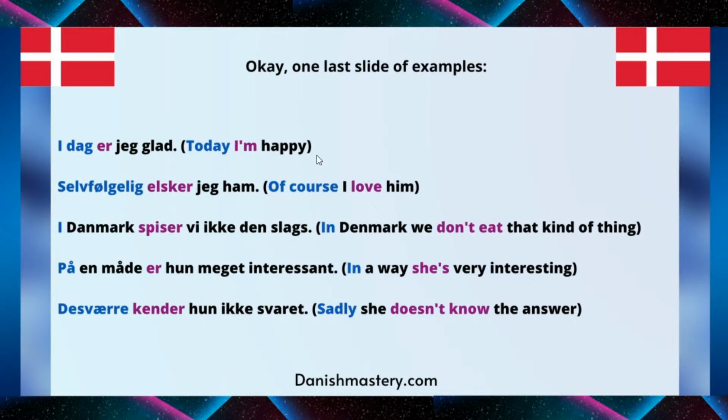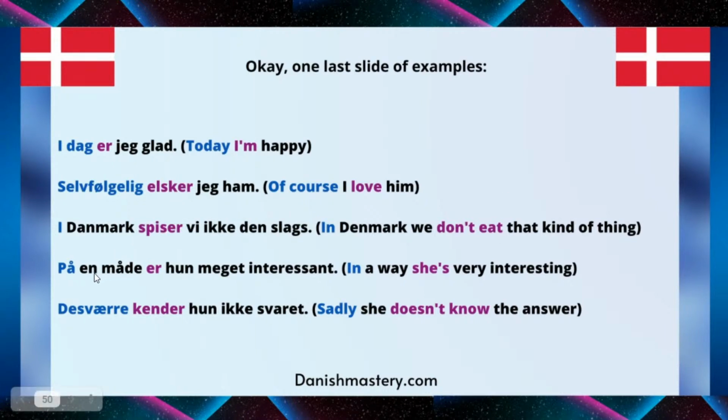Right? Now, you already know the rules. I already told you. So let's just see how it is put together. I dag er jeg. Today I am. Right? Inversion. Selvfølgelig elsker. That is inversion. Selvfølgelig is an adverb. Selvfølgelig elsker jeg ham. I Danmark spiser. Right? Same thing. We got the verb here. And eat. Right? Spiser vi.